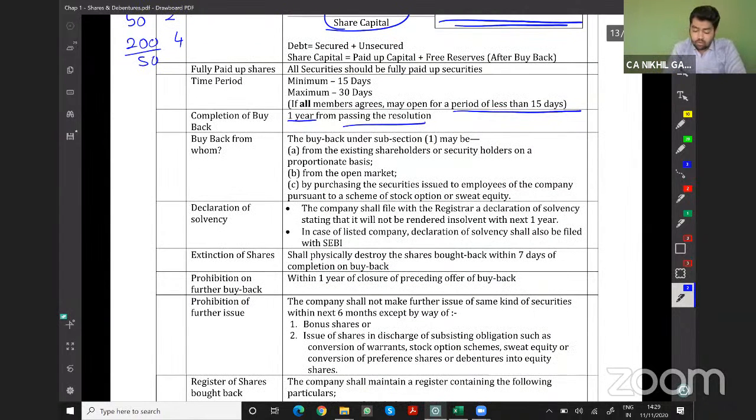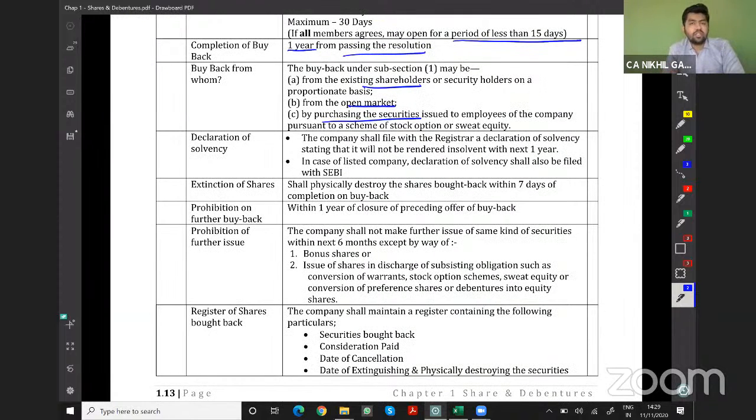Buyback from whom? From the existing shareholders, from the open market, or by purchasing the securities issued to the employees of the company. Declaration of solvency: the company shall file with the registrar a declaration of solvency stating that it will not be rendered insolvent within the next 1 year. See, these are a few terms and conditions which we should remember. And I can say we will get at least 2 marks of MCQs from this section.